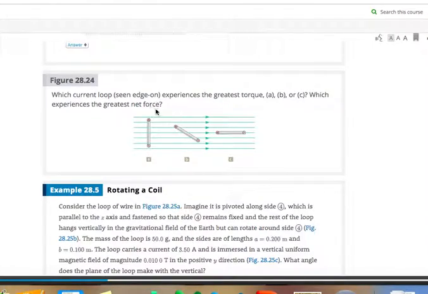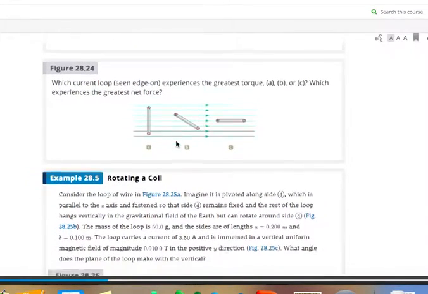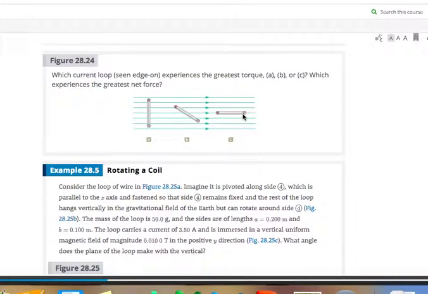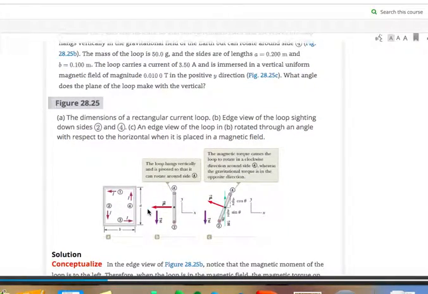Again, which ones experience the greatest net force, or the greatest torque? The one with the greatest torque would be this one, C. Then B has a little bit, and A has 0, because these two cancel each other out. That's what it's saying.